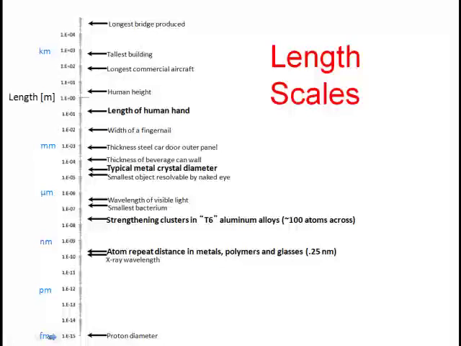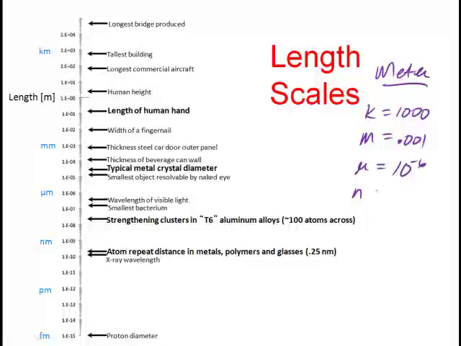And again, I think you all know how the metric system works. For length, our primary unit is a meter. And then we have all these prefixes where K is equal to 1,000, M is usually equal to 1/1,000, the micron, or a mu symbol, is 10 to the minus 6, and then 10 to the minus 9, pico, minus 12, and so forth.